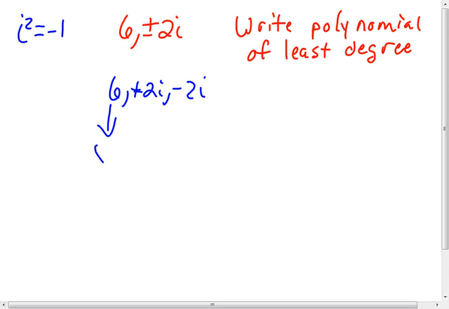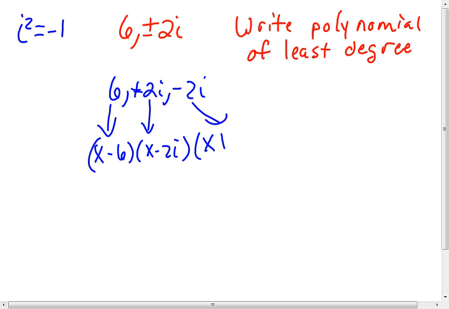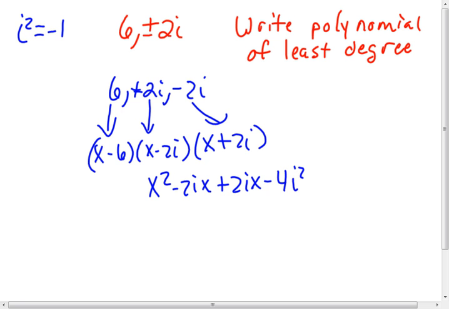So 6 becomes x minus 6, plus 2i becomes x minus 2i, and minus 2i becomes x plus 2i. Now, in simplifying this, we always want to multiply the binomials with the i's first. So let's use the FOIL method and multiply the two binomials on the right. That's going to give us x squared minus 2ix plus 2ix minus 4i squared. That's what you get when you FOIL the last two binomials.